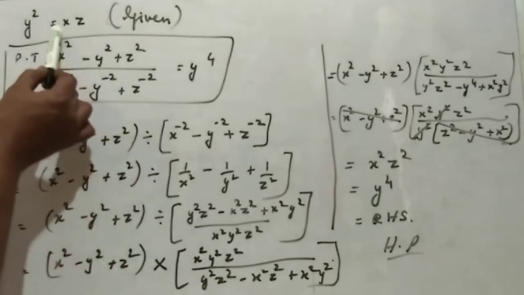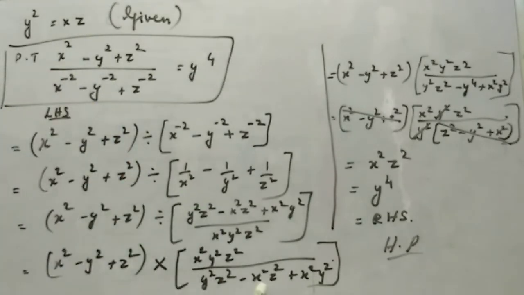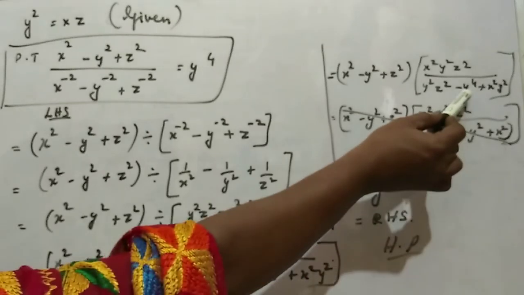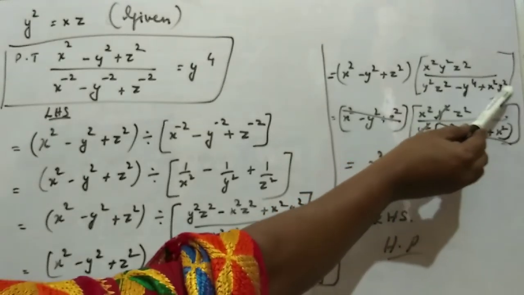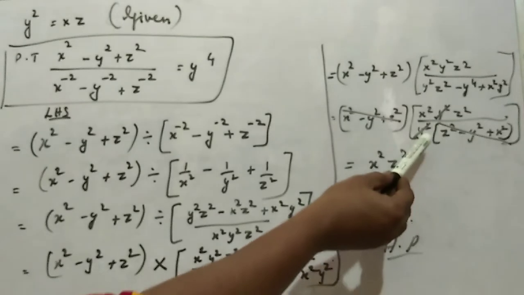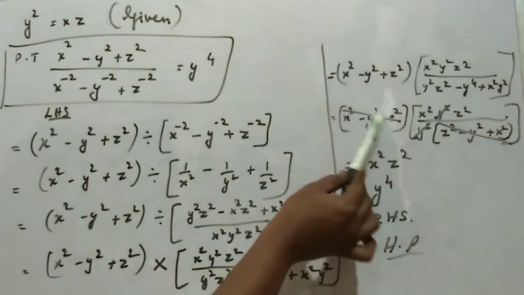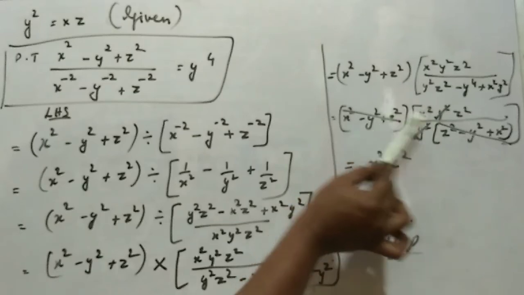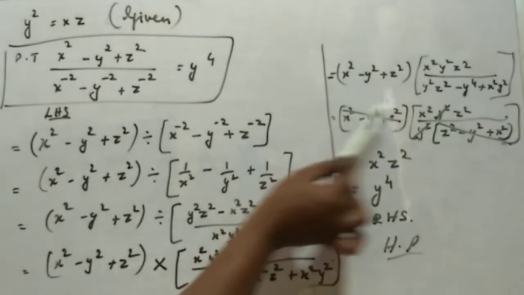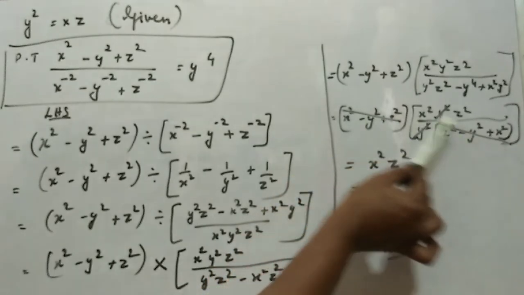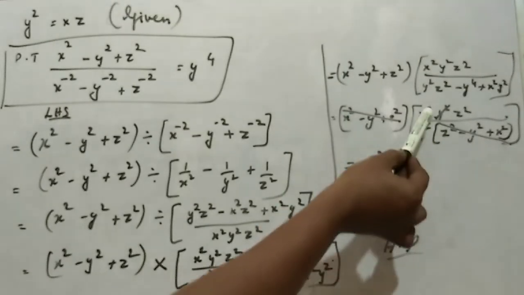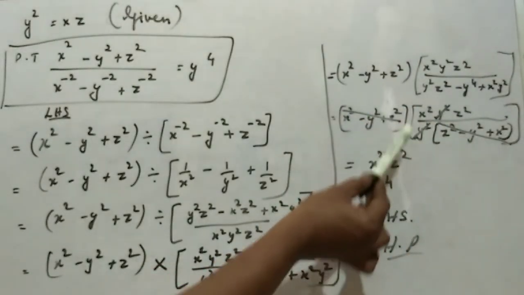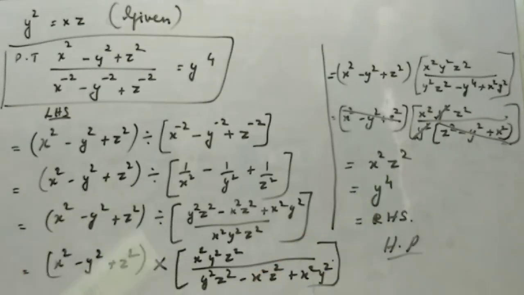So, wherever xz is there, we can write y². Therefore, x²z², we can write y⁴. Now, take out the y² common, because here also y², here also y², here also y². So, y² common we have taken and cancel it. And now you check this bracket and this bracket will have the same element: positive x², negative y², positive z². So bracket gets cancelled. What is left? x² and z². So, x²z² is equal to y⁴. That is equal to right hand side, hence proof. Clear?